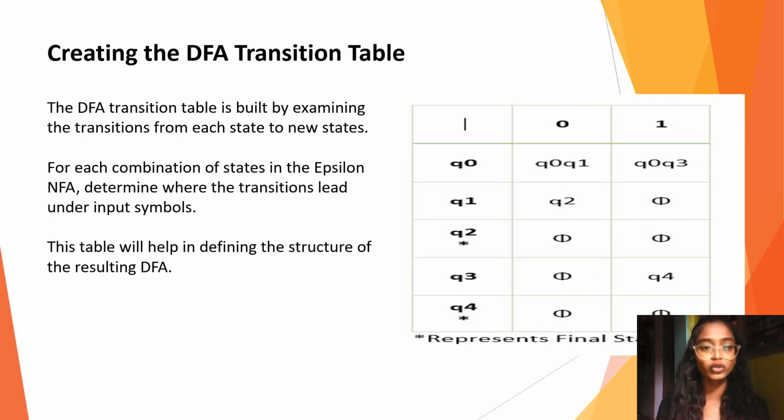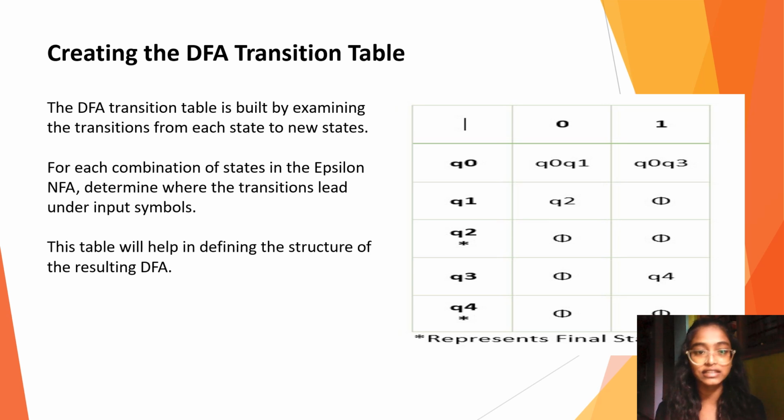Next, let us see how to create the DFA transition table. The DFA transition table is built by examining the transition from each state to the new states. For each combination of the states in the epsilon NFA, it determines where the transition leads under the input symbols. This table will help in defining the structure of the resulting DFA.